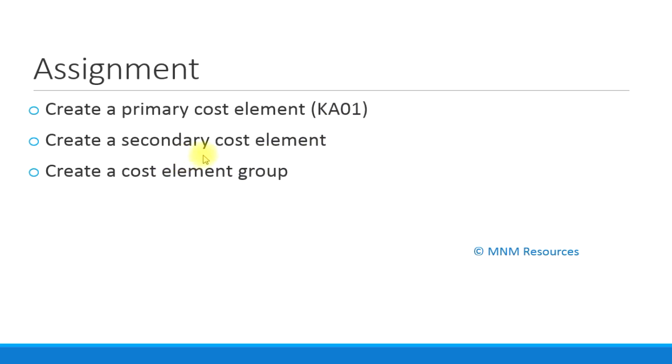Also practice creating a secondary cost element. Just like I showed you in the example, you can give your own ID for your secondary cost element and create it with the relevant cost element category. For now, use assessment cost element category number 42. Also practice creating a cost element group. Now here you can define your own group ID, give it a description, and include the primary cost elements or even the secondary cost elements also within the cost element group. And we'll see later how this group is useful for reporting purposes.